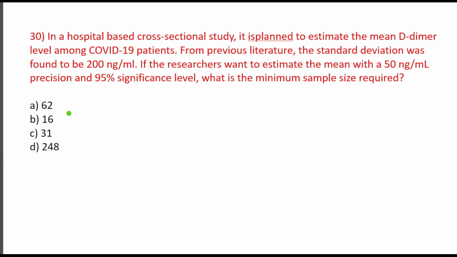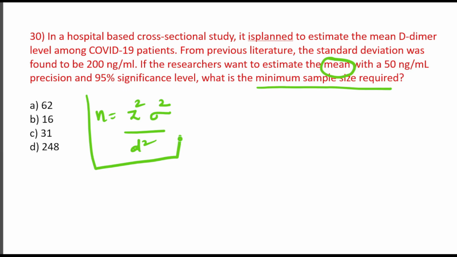Let us see how we solve this question. What is the question they have asked? What is the minimum sample size required to estimate the mean? Here the formula will be sample size is equal to z square into the square of standard deviation by d square. Please remember that this formula is different from the formula used to calculate the minimum sample size for the proportions.